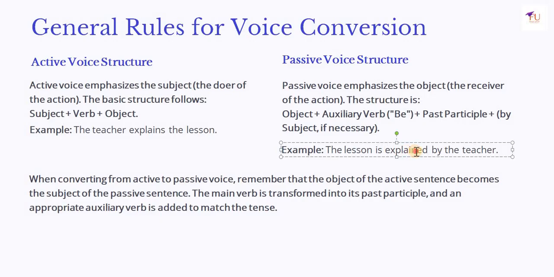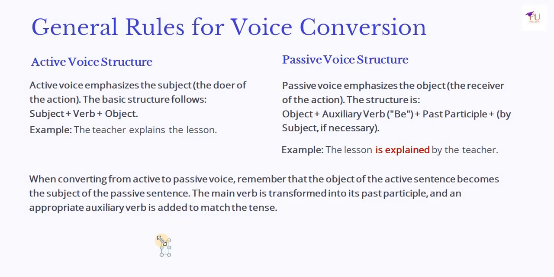Now today we will be talking about the role of the auxiliary verb, the verb be, and also the main verb. This is our main task in today's lecture. Now, when converting from active to passive voice, remember that the object of the active sentence becomes the subject of the passive sentence. The main verb is transformed into its past participle and an appropriate auxiliary verb is added to match the tense. So two important changes can occur.